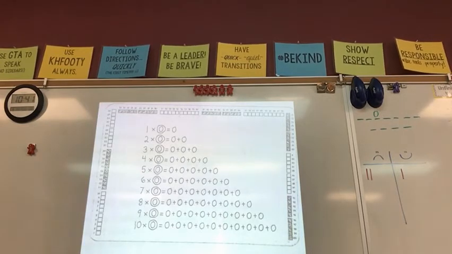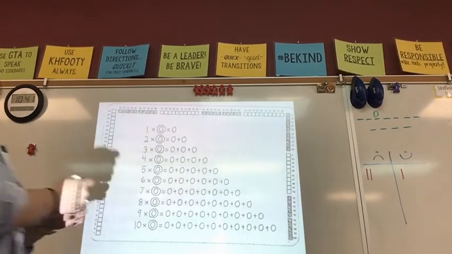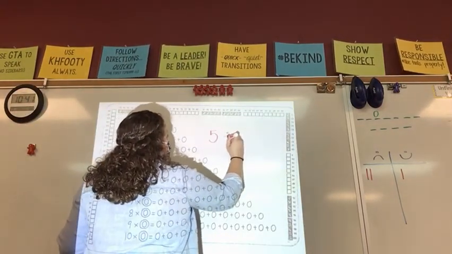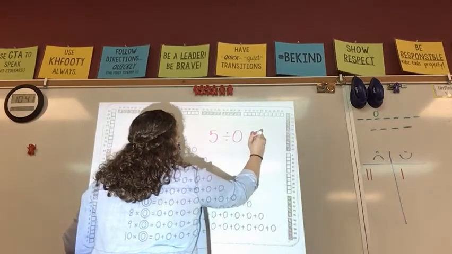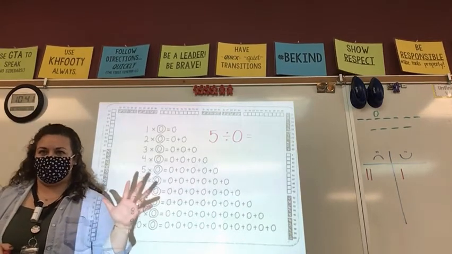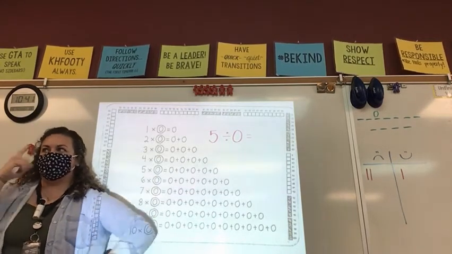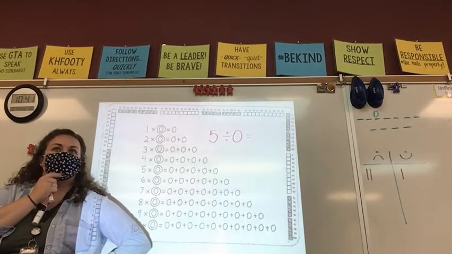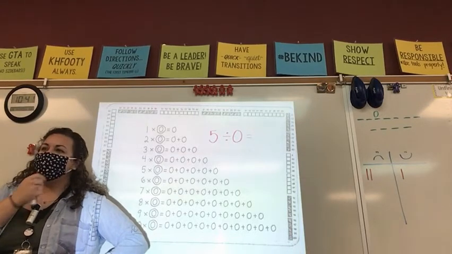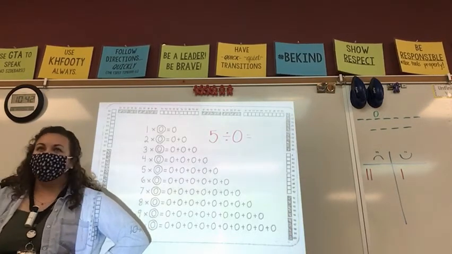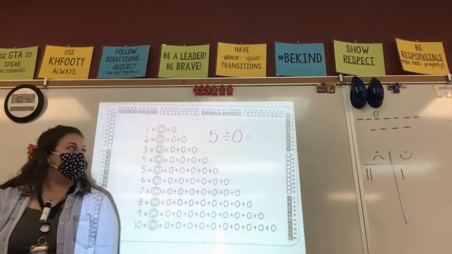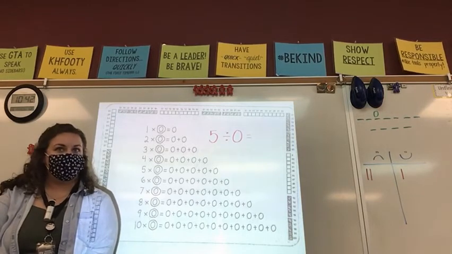But what if they ask you something like this? What if they say 5 divided by 0? Think about that. I don't want to hear you yet. I want you to really think because they're taking 5 and they're putting it into 0 groups. What do you think, Landon? Is that possible? Landon thinks it's going to be 0. Do people agree or think something different? Lots of people agree. Brielle's thinking something different. What do you think, Brielle?